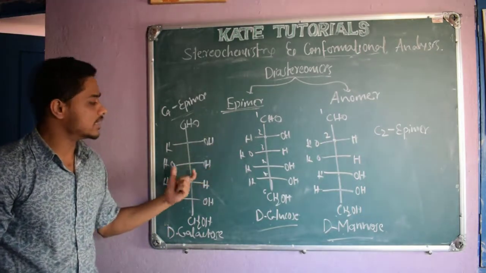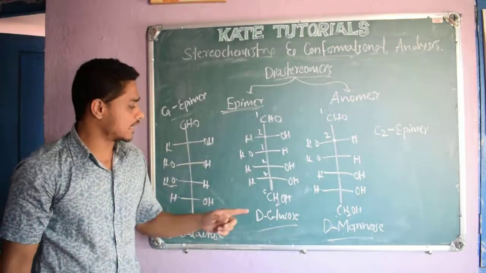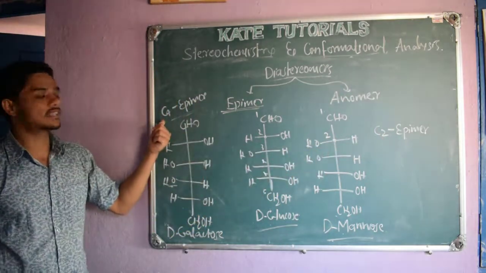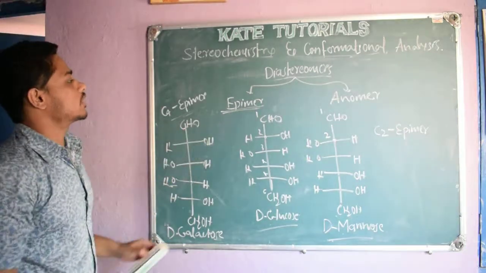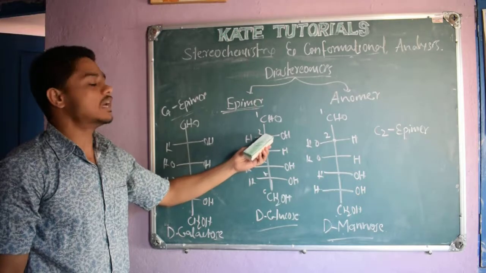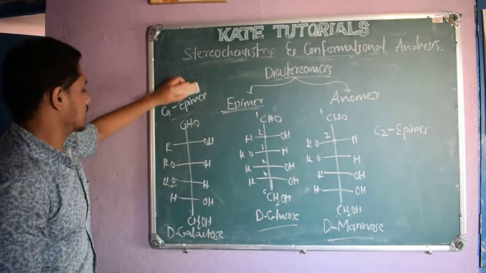There is a stereochemical change only at one chiral carbon. See here, only at the C2 chiral carbon, and here it is at the C4 chiral carbon. That is about epimers. Epimers are nothing but diastereomers with a change at only one chiral carbon atom.